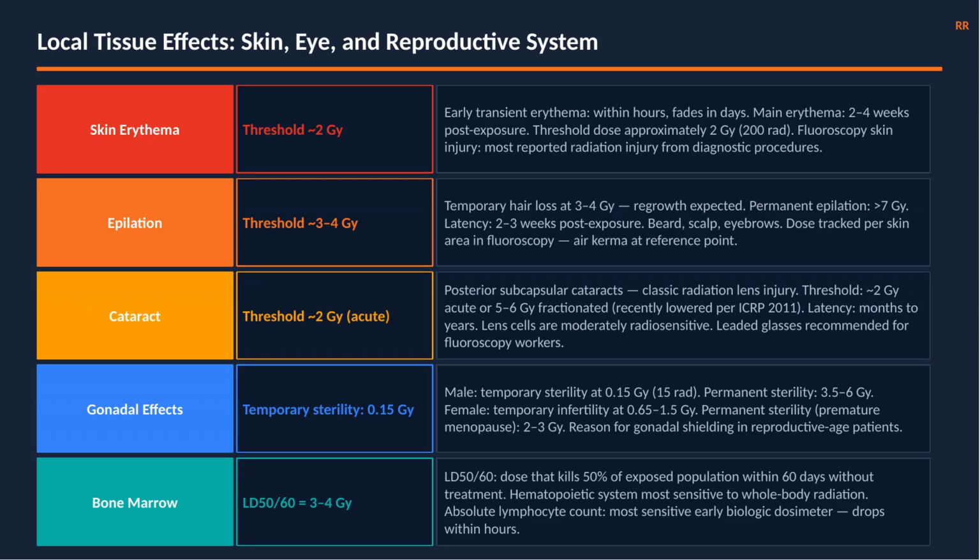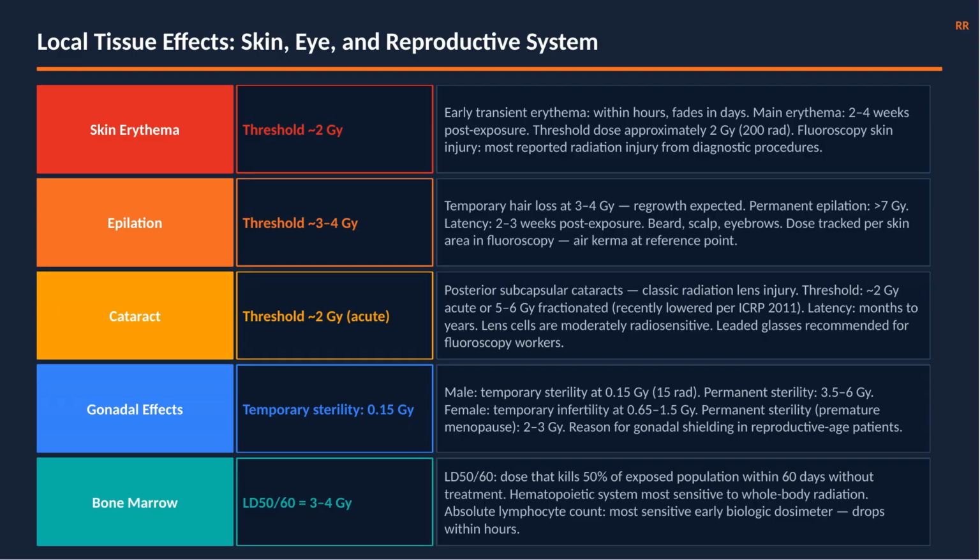Gonadal effects. Male, temporary sterility at 0.15 gray, 15 rad. Permanent sterility, 3.5 to 6 gray. Female, temporary infertility at 0.65 to 1.5 gray. Permanent sterility, premature menopause at 2 to 3 gray. These numbers justify gonadal shielding in reproductive age patients.